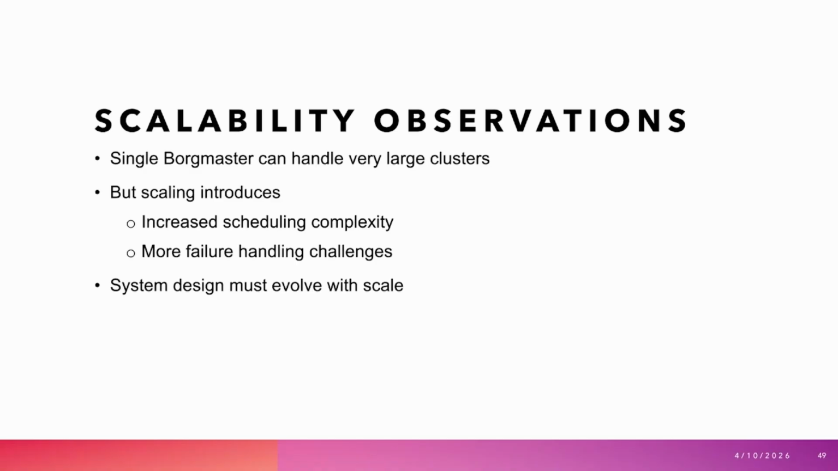A single Borg Master can manage a very large number of machines and tasks. That said, scaling introduces new kinds of complexity. As the cluster grows, the scheduler has to make decisions across a much larger pool of resources, which of course increases the difficulty of placing tasks efficiently. There's also more state to manage, more machines, more tasks, and more frequent changes. This makes the system very sensitive to things like scheduling delays or temporary inconsistencies. So, while the centralized approach works surprisingly well at large scale, it still requires careful engineering to avoid becoming a bottleneck.